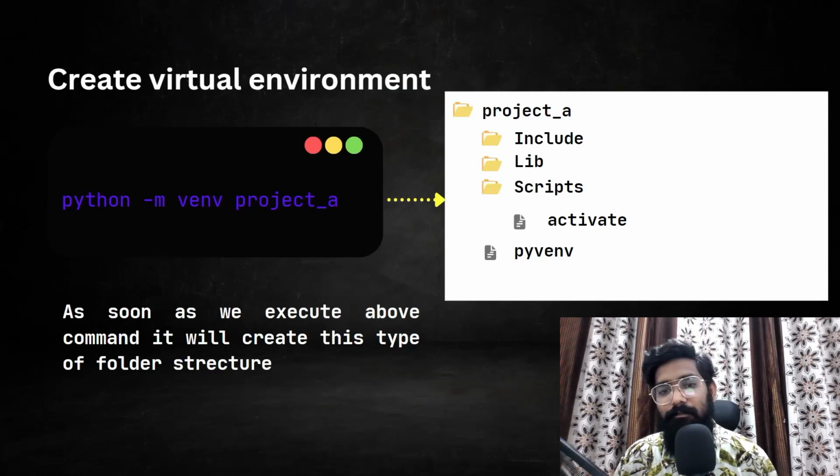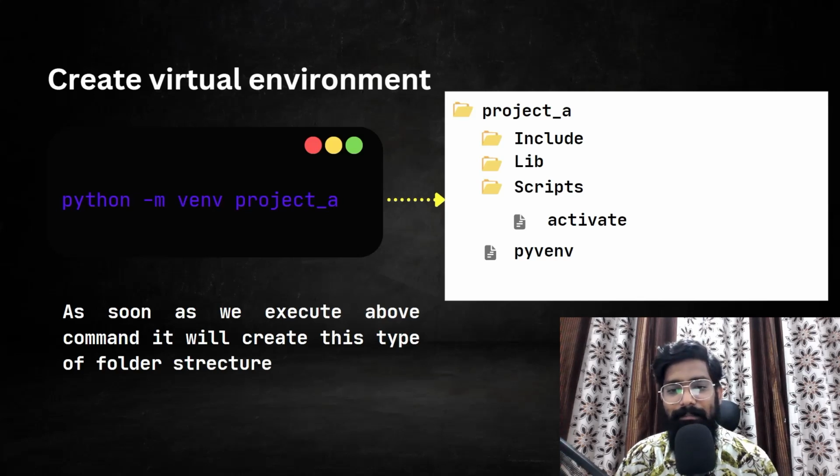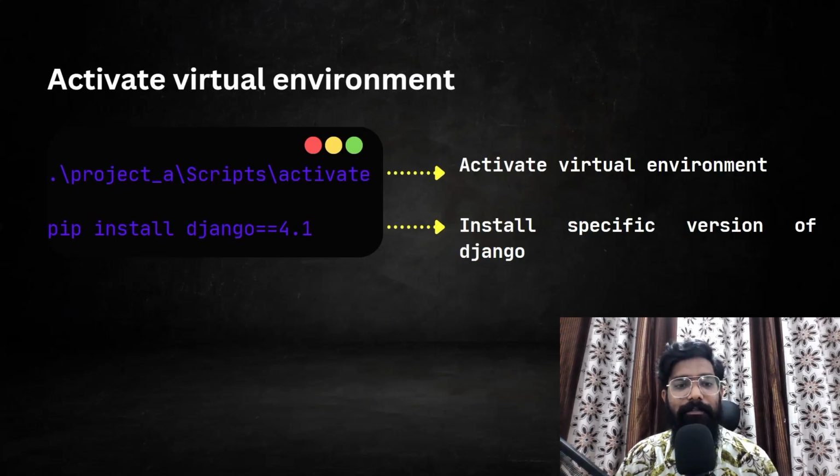If you want to create a virtual environment, then python -m venv project A. As soon as we execute this command on a command prompt, it will create a folder structure like this. Project A includes lib, scripts, activate and pyvenv. Activate is a bat file or shell script which helps us to activate the virtual environment. To execute that bat file or shell script, we need to run .\projectA\scripts\activate, which is going to activate the virtual environment.